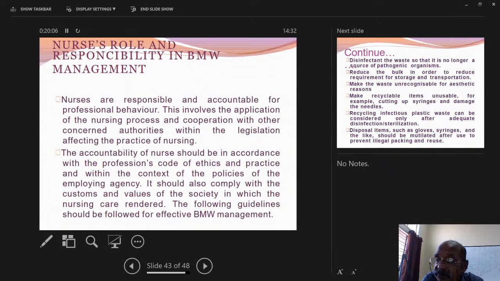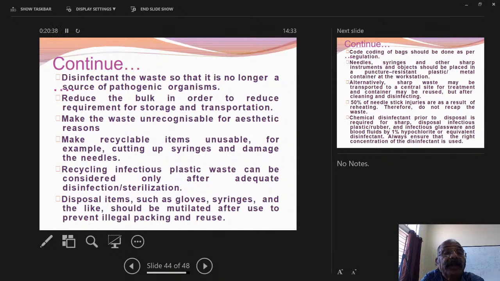The nurse is the person who plays the key role in the management of biomedical waste. Nurses are responsible and accountable for professional behavior. This involves the application of the nursing process and cooperation with other concerned authorities. The accountability of the nurse should be in accordance with the profession's code of ethics and practice and within the context of the policies of the employing agents. It should also comply with the customs and values of the society in which the nursing care is rendered.